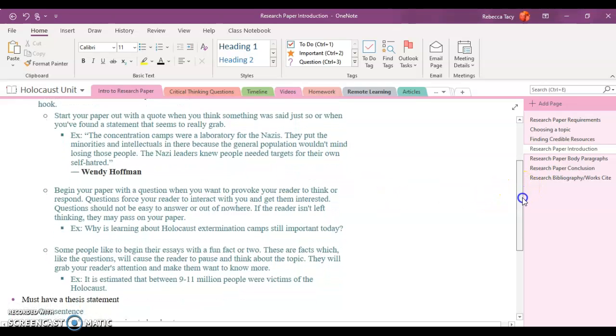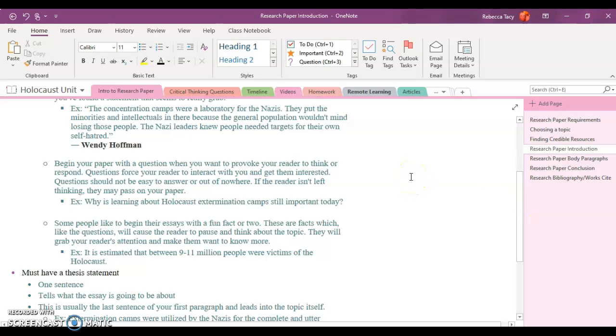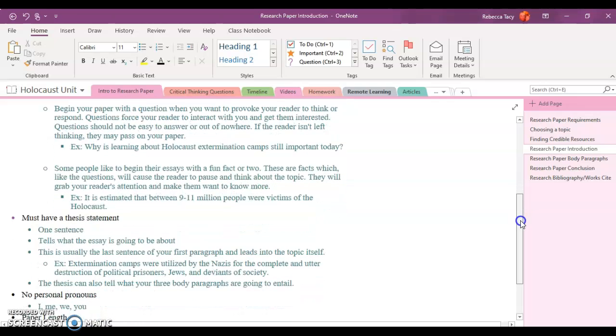The second way is with a question. You want to provoke your reader. The purpose of a question is to make your reader go, I've never thought of that, or, that's really interesting. The key when including a question is to make sure that it's not super easy to answer. You don't want to start your paper off with a question that they don't have to read your paper to answer. They can just answer it on their own. So make sure you get a good question that they will find the answer to in your paper. I included an example here: Why is learning about Holocaust extermination camps still important today? It's a really good question. There are probably many different reasons, so they might learn some different reasons from reading the paper.